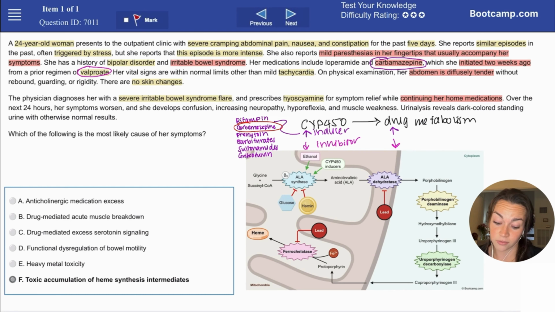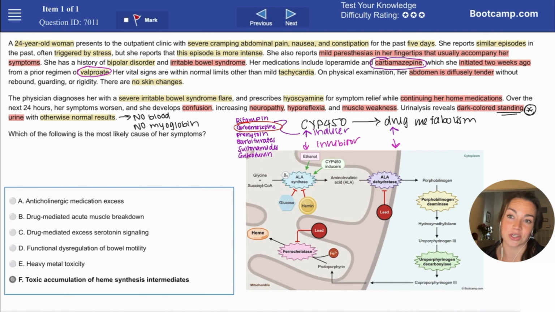Then over the next 24 hours, her symptoms are going to worsen, and she's going to get confusion, neuropathic, she's going to develop hyporeflexia and muscle weakness, and urinalysis is revealing dark-colored standing urine with otherwise normal results. So 2 things about that UA. One is that dark-colored standing urine. That standing urine is a huge buzzword. That's urine that gets dark when you leave it out on the counter. And then we also know that we have otherwise normal results.